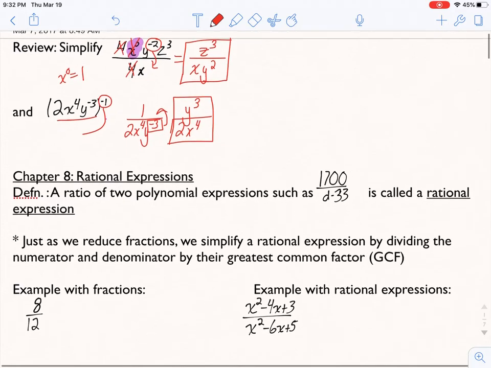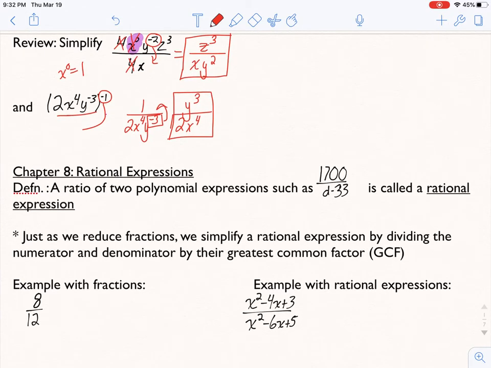Alright, so now let's talk about what a rational expression is. And again, I won't ask you to write this definition out. This will just kind of help you understand it. A ratio of two polynomial expressions, such as 1700 over d minus 33, is called a rational expression. Just as we reduce fractions, we simplify a rational expression by dividing the numerator and denominator by their greatest common factor. And so hopefully you see greatest common factor and you remember factoring.